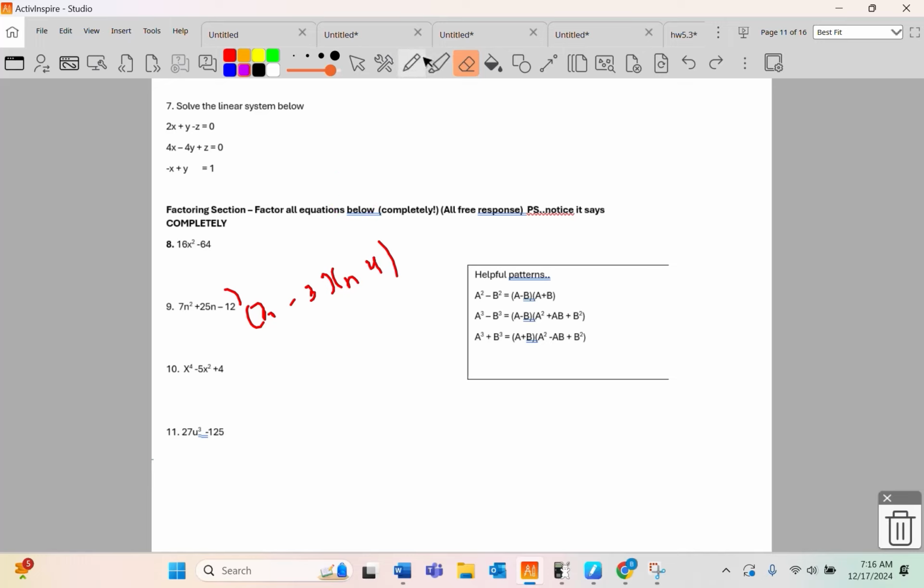That's a plus, so that's good. Because the outside is making 28n, and it is positive, and the inside is making negative 3n, and 28 minus 3 is 25. Factoring ain't hard.